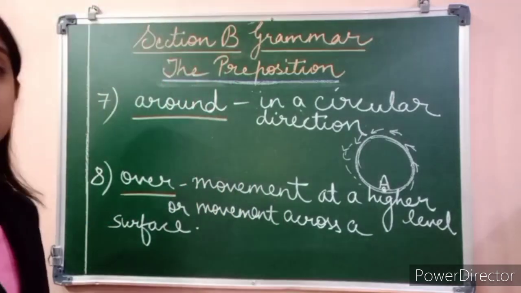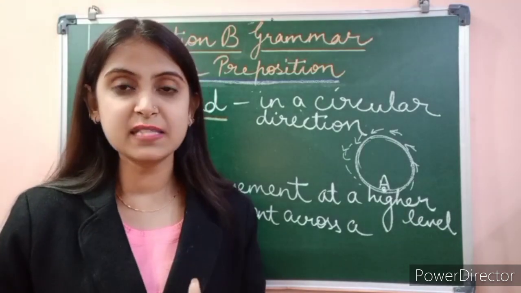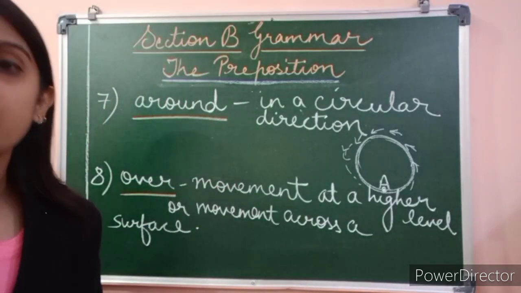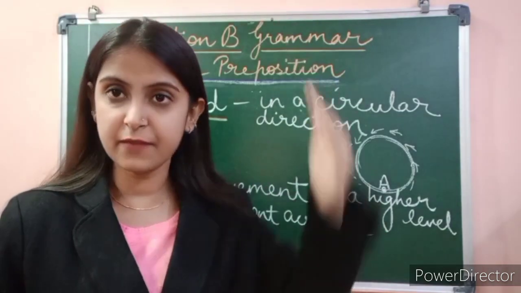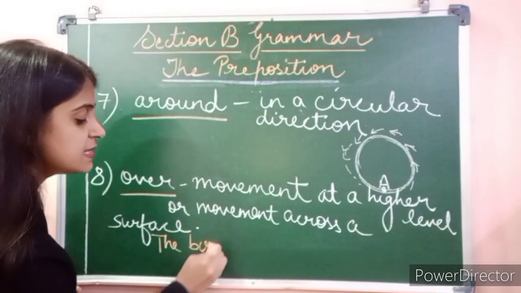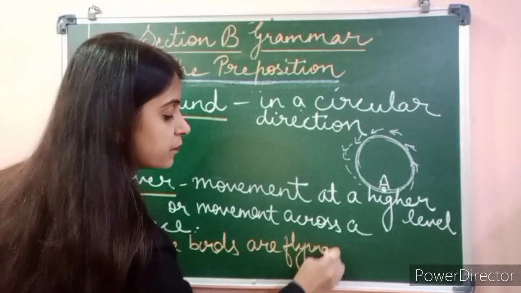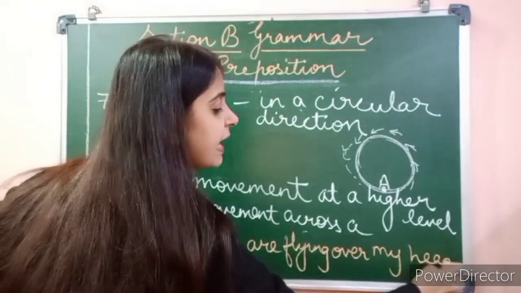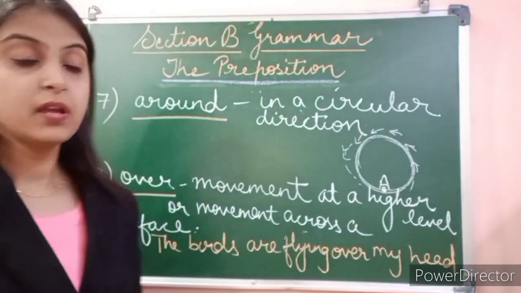Right? Next preposition is over. Over we have already studied as a preposition of place. Now how over is used as a preposition of movement. Over is used when we talk about movement at a higher level. For example, the birds are flying over my head. Okay, so it shows the movement at a higher level, right?